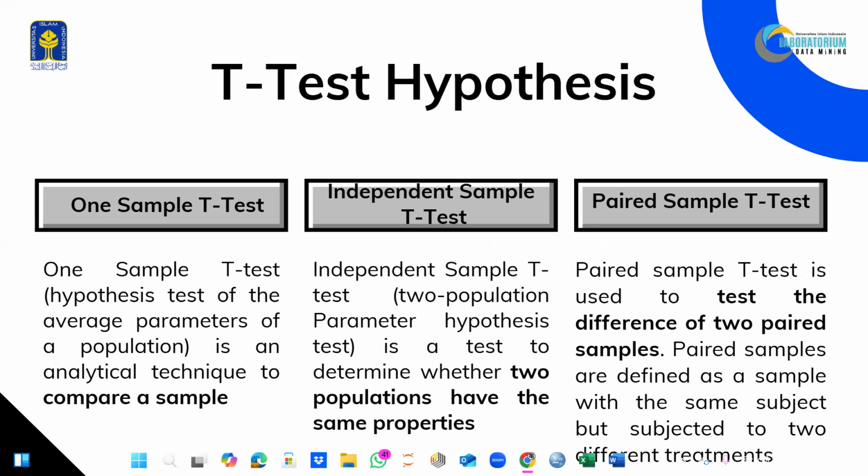It tests the difference of two paired samples. Paired samples are defined as a sample with the same subjects but subject to two different treatments. In the independent sample t-test, they don't give different treatments, but the same treatment. Meanwhile, in the paired sample t-test, they give different treatments.